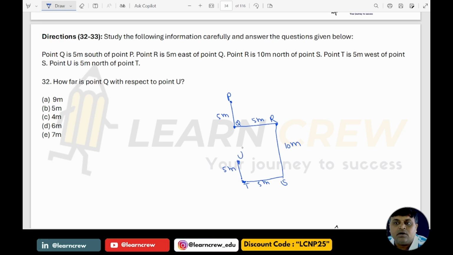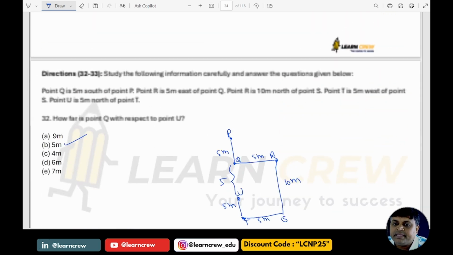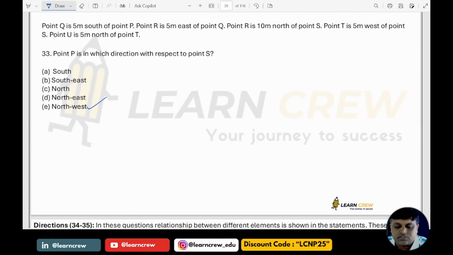Now the question is, how far is point Q from U? This total is 10. It is 5. So the answer is 5. Now question number 33. Point P is in which direction with respect to point S? Point P is northwest. So the answer is northwest.